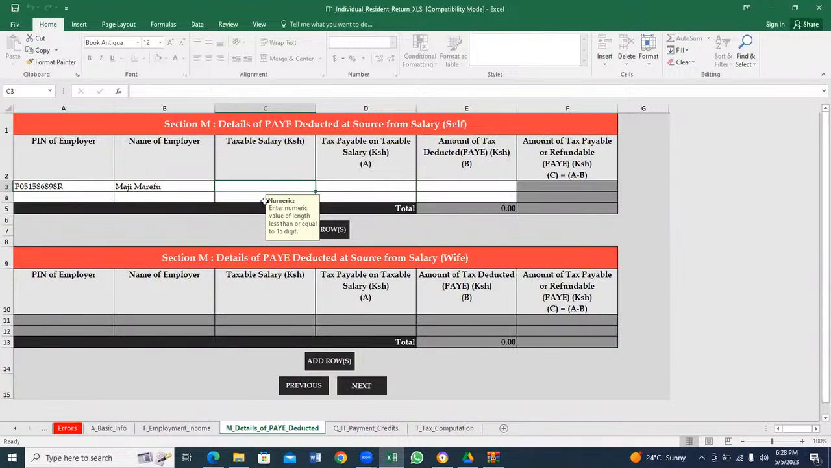Somebody is really not following here. I'm asking a simple question. Do you know how we arrive at chargeable pay or taxable salary, the one in column H? Assuming there's no mortgage, how much will you have? We want to file this return as if there's no mortgage, no insurance relief, and no NHIF relief. What will you have?